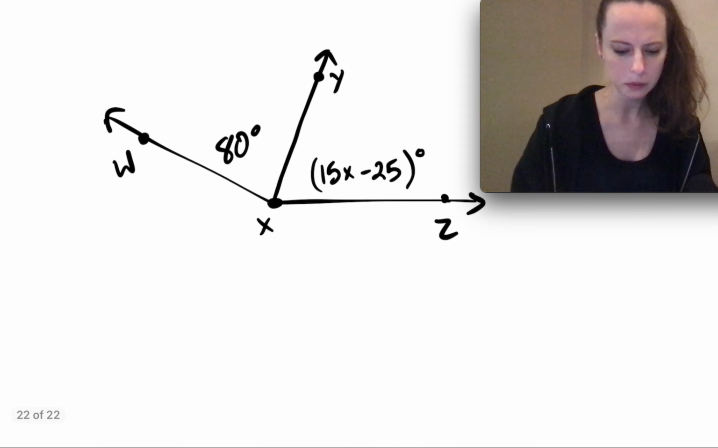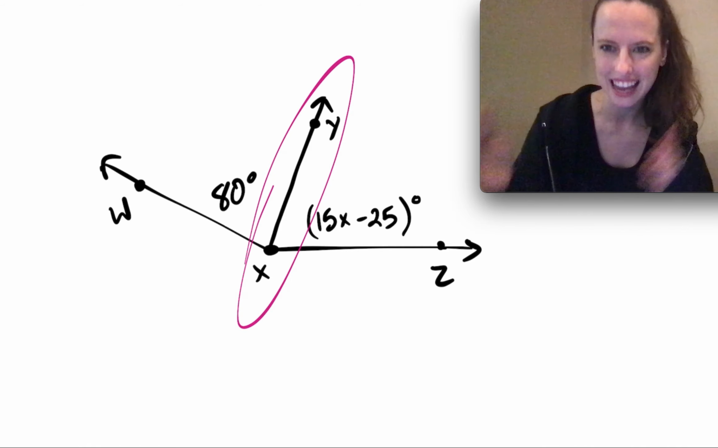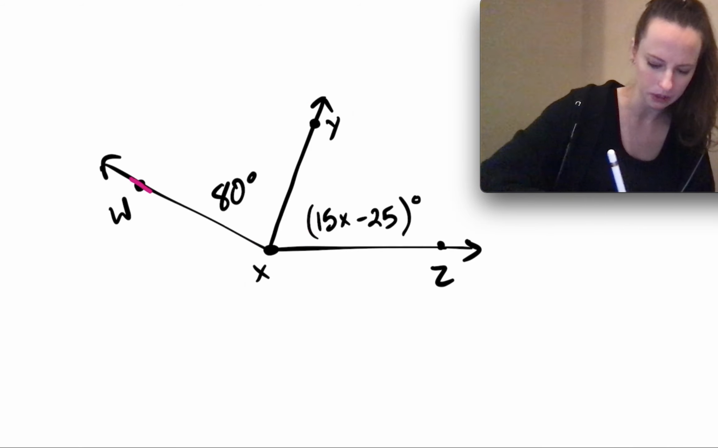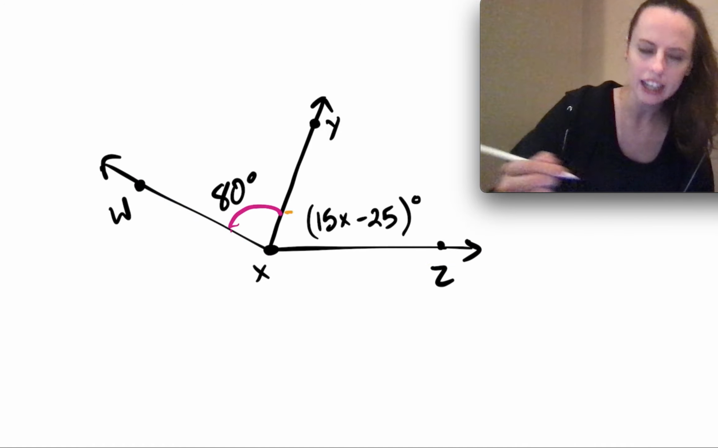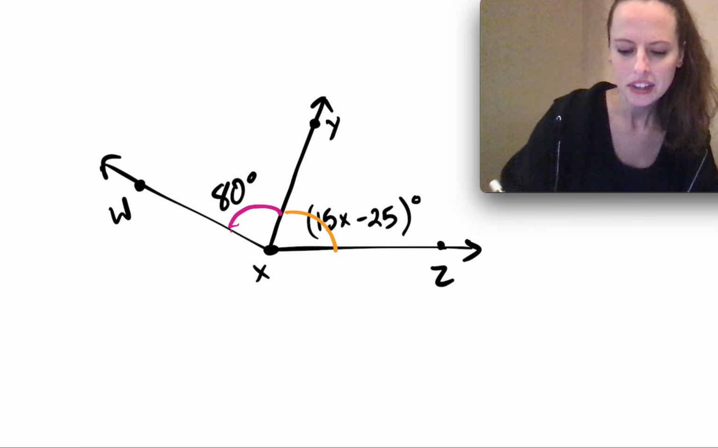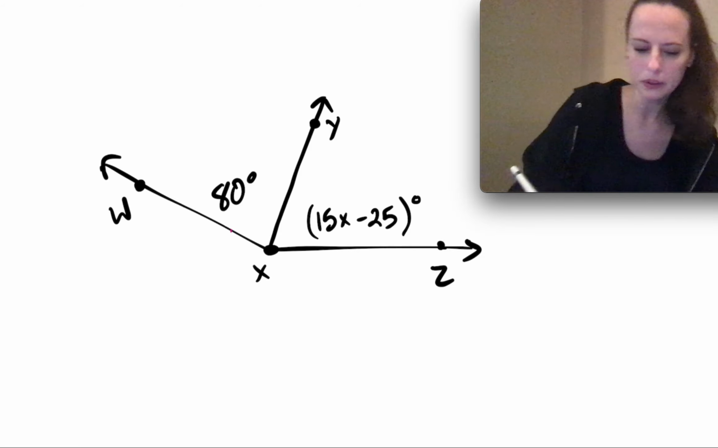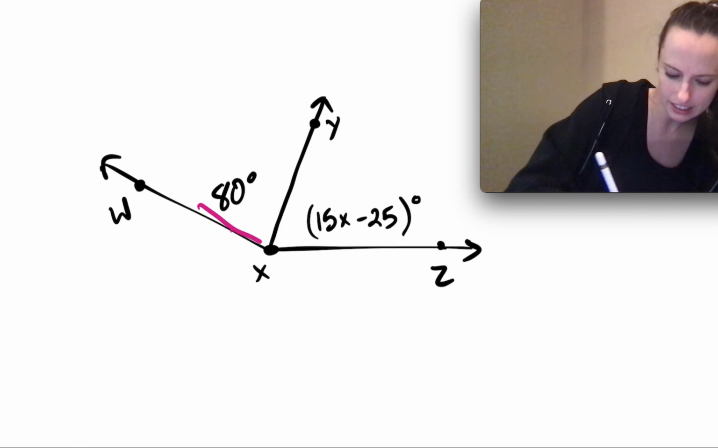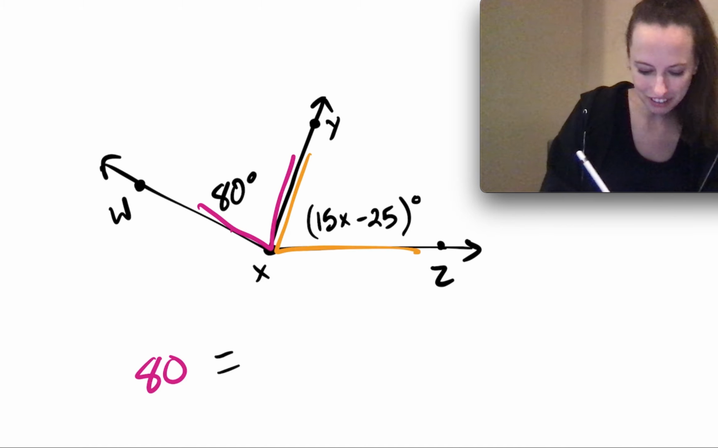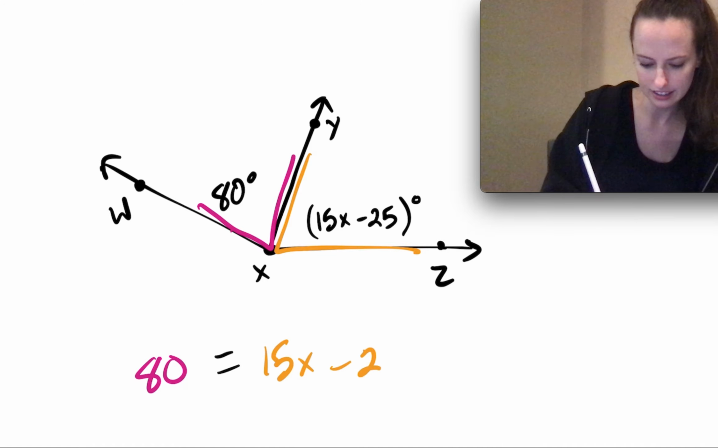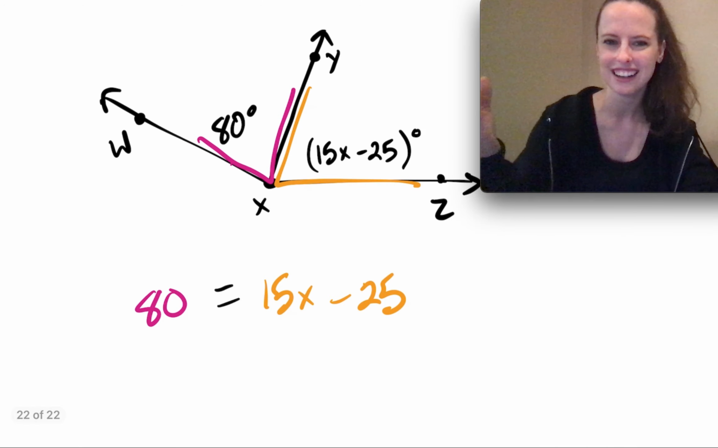Another example of this would be something like this in a diagram where maybe you know that XY is the angle bisector of WXZ. So in this case, we know one of the angles is 80. That means the other angle also has to equal 80. So in this case, we can set those two angles equal to each other. So we would set up an equation where we have 80 for the one angle equals 15x minus 25 for the other angle. Because it's an angle bisector, we know those two angles are congruent. We can set up an equation and then solve for x.